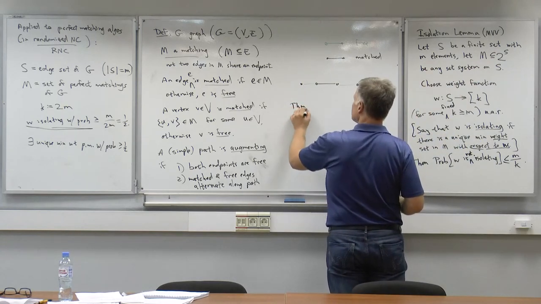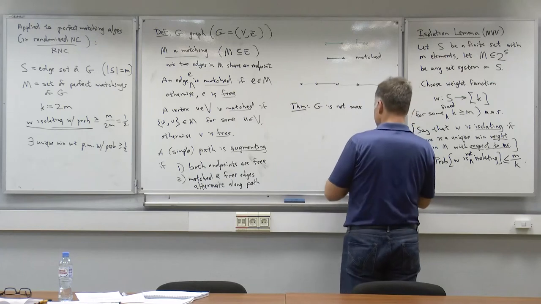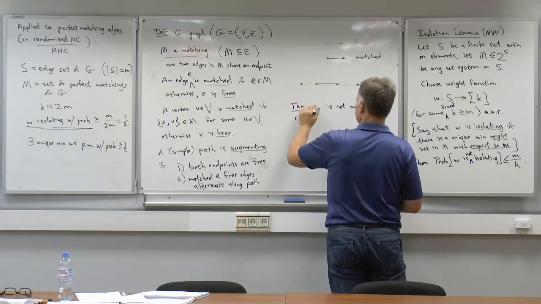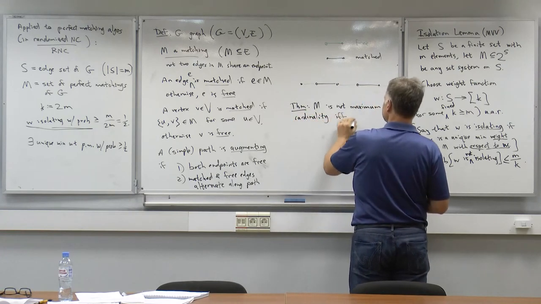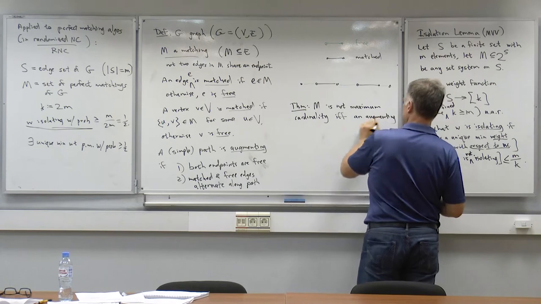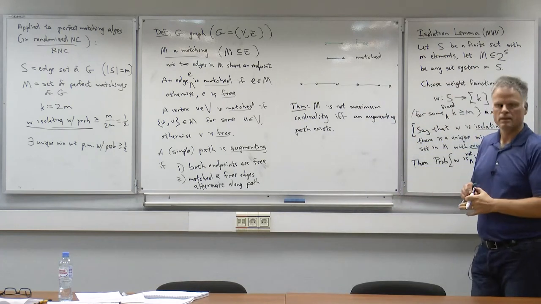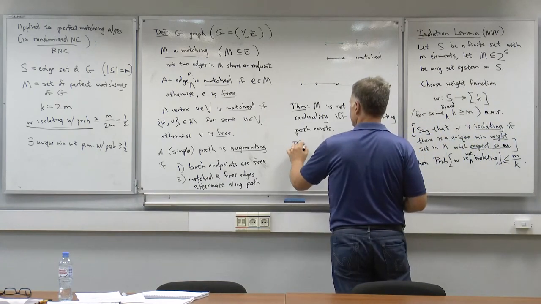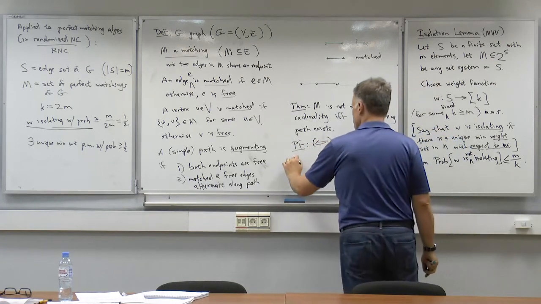So theorem: M is not maximum cardinality if and only if an augmenting path exists. One direction is obvious: you have an augmenting path, so the reverse direction, we've done. So proof, done. Okay. So we'll do the forward direction now.